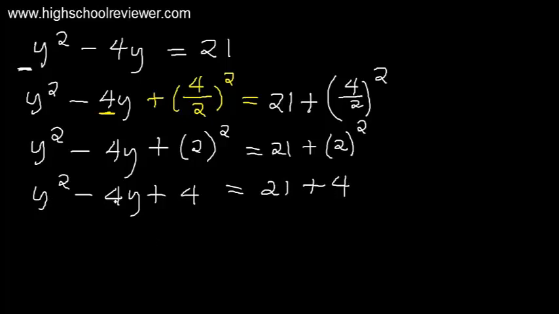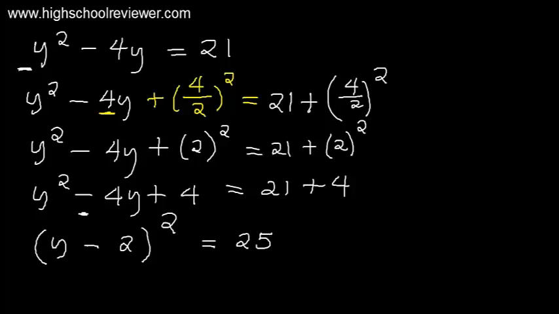So y squared minus 4y plus 4, this is now a perfect square. So our first term here will be y, and since this is negative, we will also have here the negative sign, and the square root of 4 will be 2. So since this is a perfect square, we will just raise this quantity to 2. And then 21 plus 4 is 25.